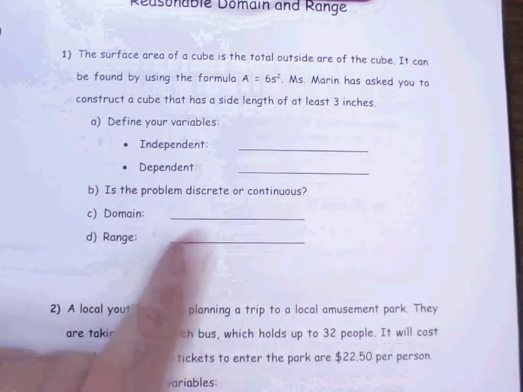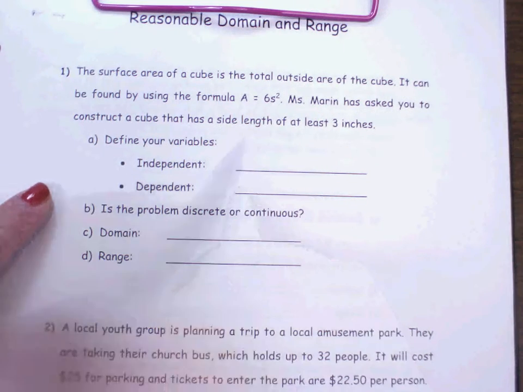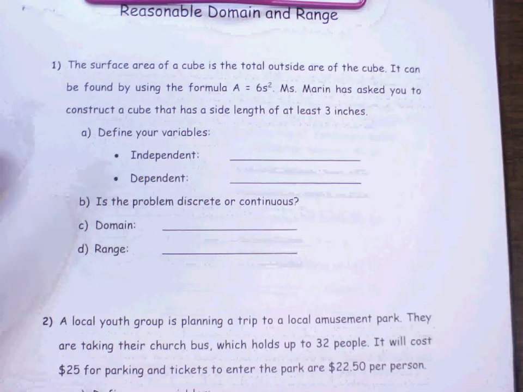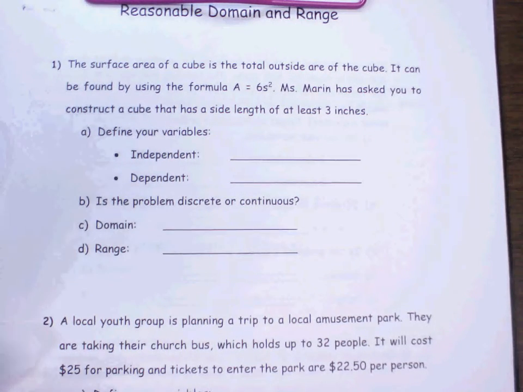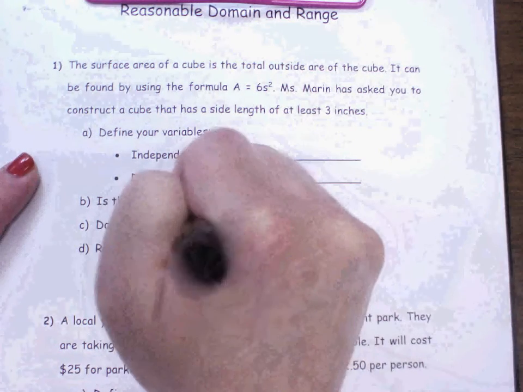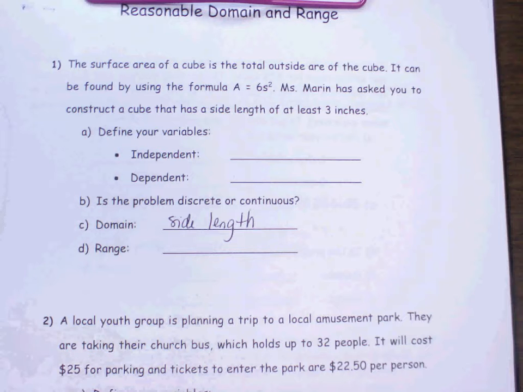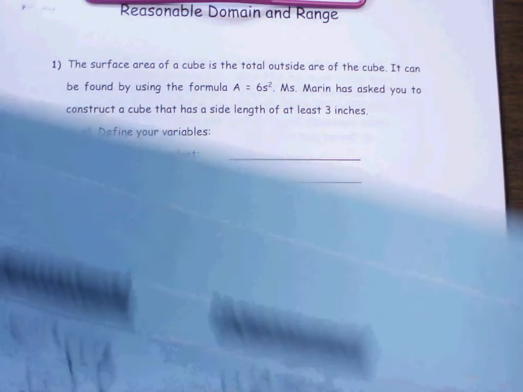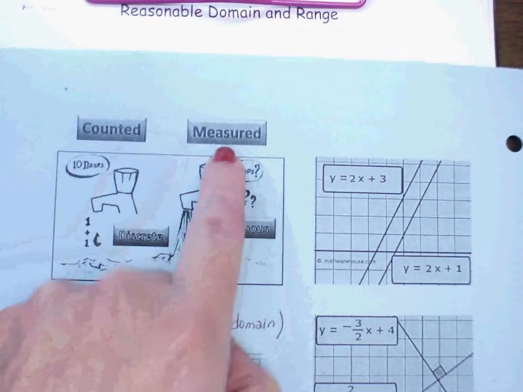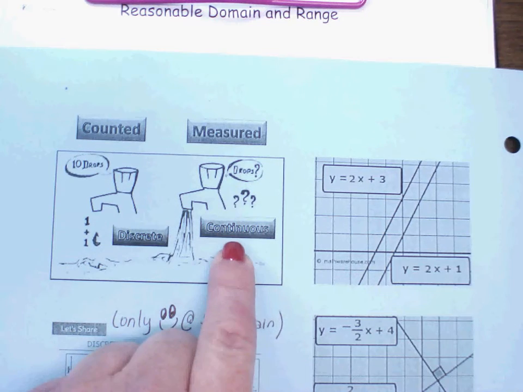So let's go to here. What was the domain in here? Was it the surface area or was it the side length? The side length, right? So think about side lengths. This was talking about a cube, correct? Can you have a side length of 2.3? Yes, you can. Can you have a side length of 4? What about 4.5? Yes. Is it counted or is it measured? It's measured, which means it's continuous.